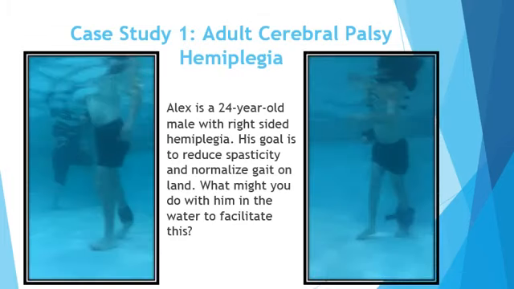As we talked about before, a patient who has cerebral palsy, you can add weights to the affected side or floats to the unaffected side and have them walk and perform tasks in the water to normalize movement. In addition, a warm water pool can help to reduce his spasticity.